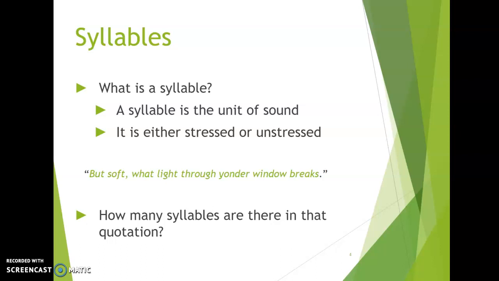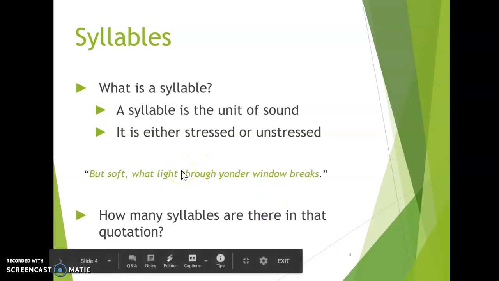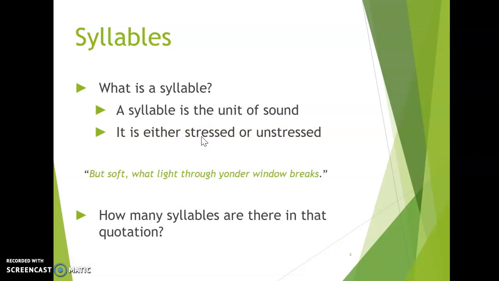So if we read this line right here, this quotation, I want us to think about how many syllables are in it. Read that on your own and determine how many syllables there are. But soft, what light through yonder window breaks. If you read that correctly in iambic pentameter, you'll notice that there are 10 syllables. But soft, what light through yonder window breaks. We're going to see a lot of lines like this when reading and analyzing Shakespearean sonnets and Shakespearean plays.